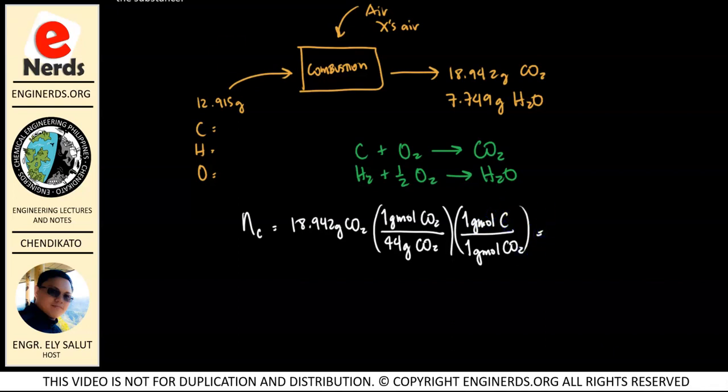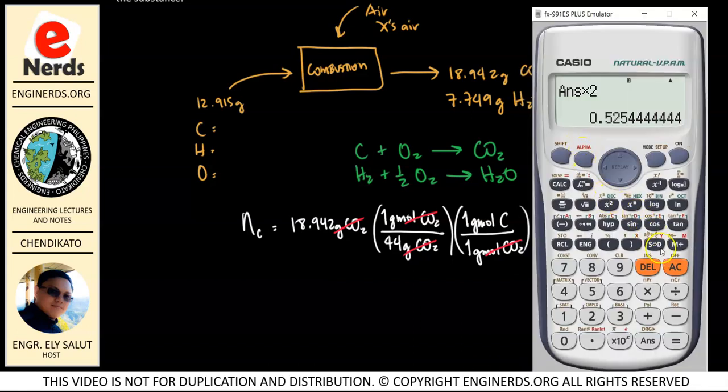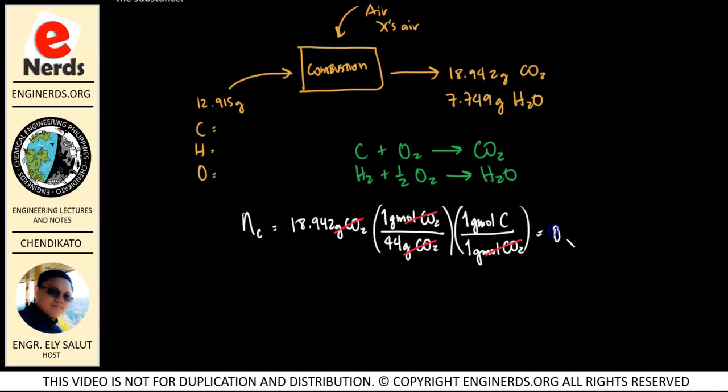Right? So, let us check our dimensions. The gram of CO2 will be cancelled out. Gram mole of CO2 will be cancelled out. So, our answer will be in gram mole of carbon. So, let us try to solve that. We have 18.942 divided by 44. So, we have 0.4305 gram mole of carbon. So, ilan naman ang number of moles ng ating hydrogen?